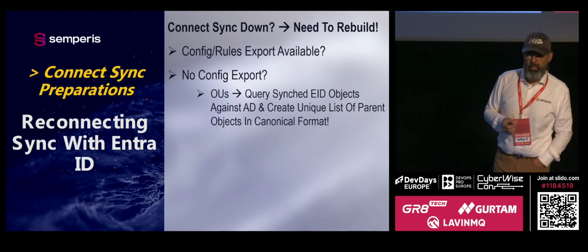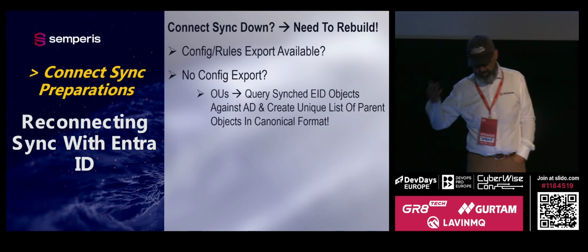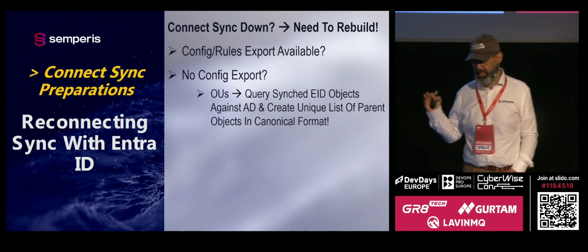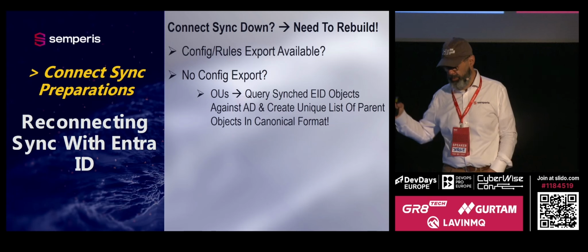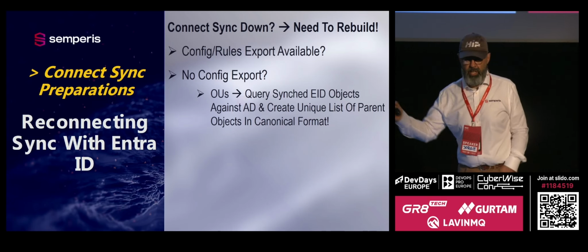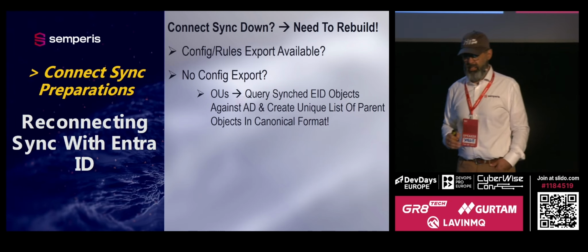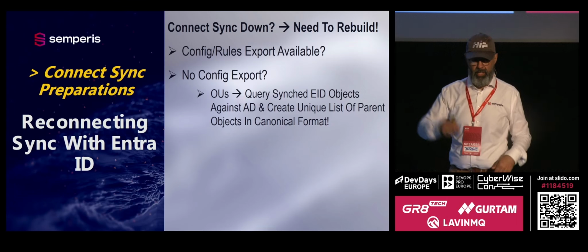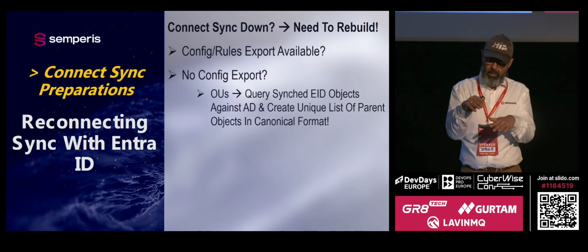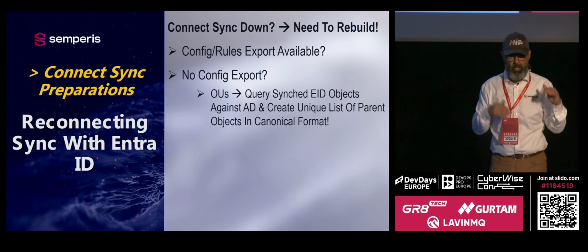You have to tell Connect Sync which OUs to sync from. Where do you get that information? Well, you query Entra ID. This is all about if you don't have any export or don't have any backup. What do you do? Query Entra ID for all the hybrid objects, and then check for every hybrid object against AD if those objects exist. And for all the ones that exist, you get a huge list and you create the parent of the parent object where they exist, and that gives you a so-called best effort list of OUs.